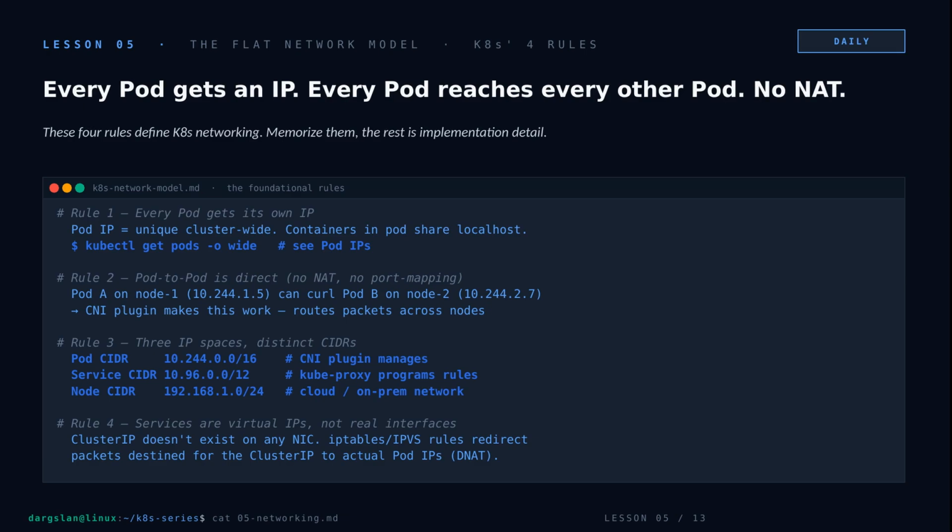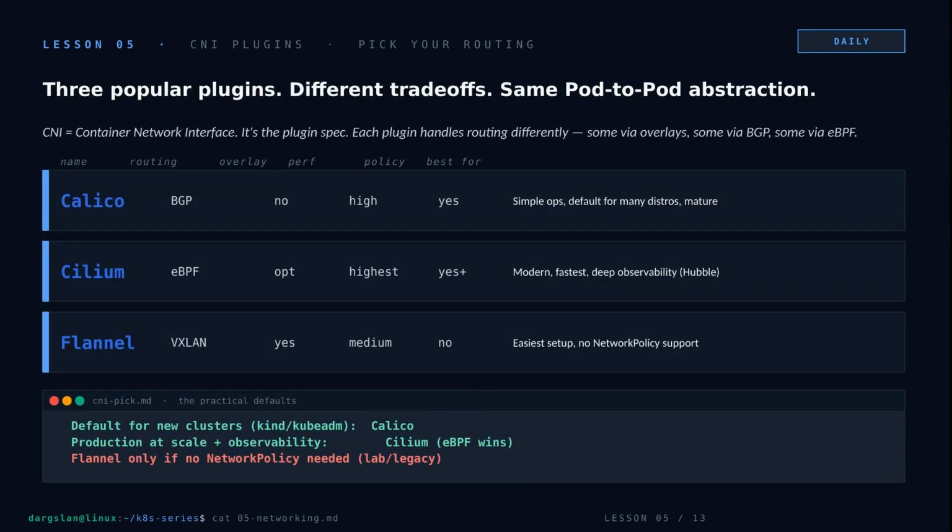And Rule 4 is the one that trips people up at 3 a.m. A cluster IP isn't bound to any interface. It's a virtual IP, and iptables or IPVS rewrites the destination to a real pod. If a packet looks like it vanished, it didn't. It was DNAT'd.